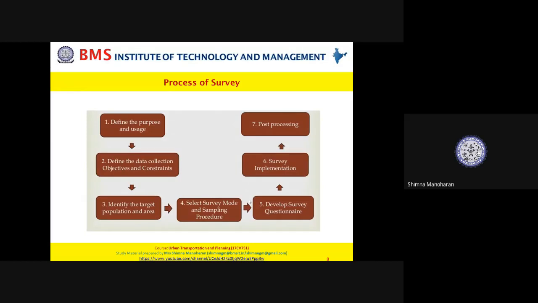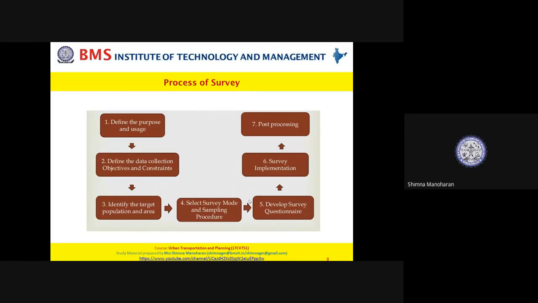After this step, you have to develop the questionnaire. For any surveying, you will not be directly going there and asking any random question. The surveying questions should be uniform. It cannot vary from one person to another person. So you have to develop the questionnaire, and then the survey has to be carried out, and then the post processing comes. Post processing: this is the data that you have after conduction of the survey. How do you utilize the data? That comes in post processing.